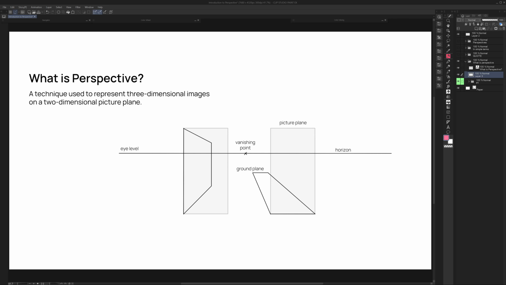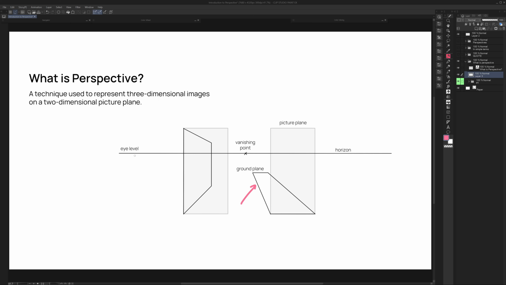Now, the ground plane is the plane that showcases the different objects and items in a three-dimensional way. You can see here that the ground plane is going towards the vanishing point. So the ground plane works as a kind of 3D modifier.